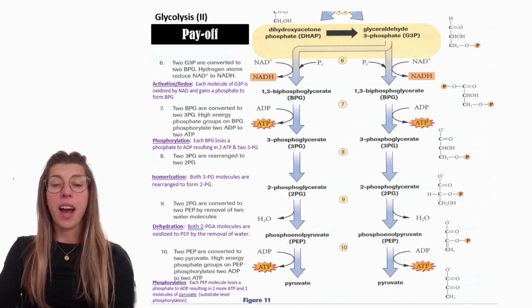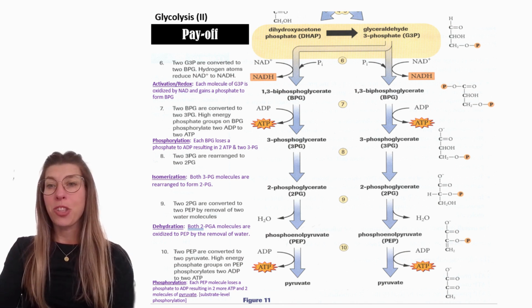Okay, so we have those G3P molecules, and they're converted into BPG molecules. And there's 2 of them for each G3P molecule that it starts with. So what happens is there's a redox reaction where each molecule of G3P is oxidized by that NAD+ coming in, and we see movement of electrons in that way.